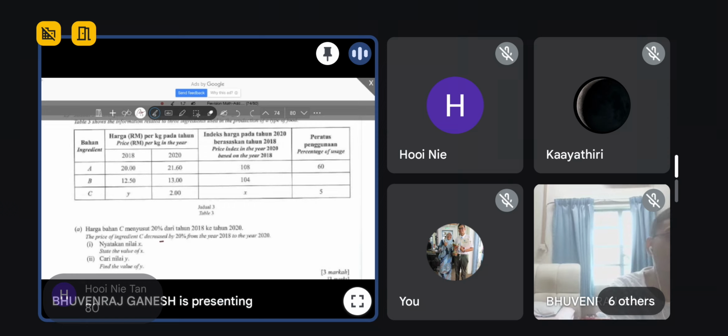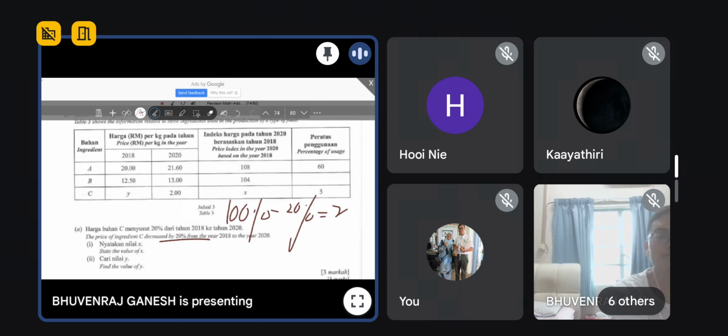Okay, very good. You should get 80. Okay, because original 100%, then they say decrease 20%. So it means that 100% minus 20%, you will get 80, which is your x value. Do you all understand? So that's why x is equal to 80.